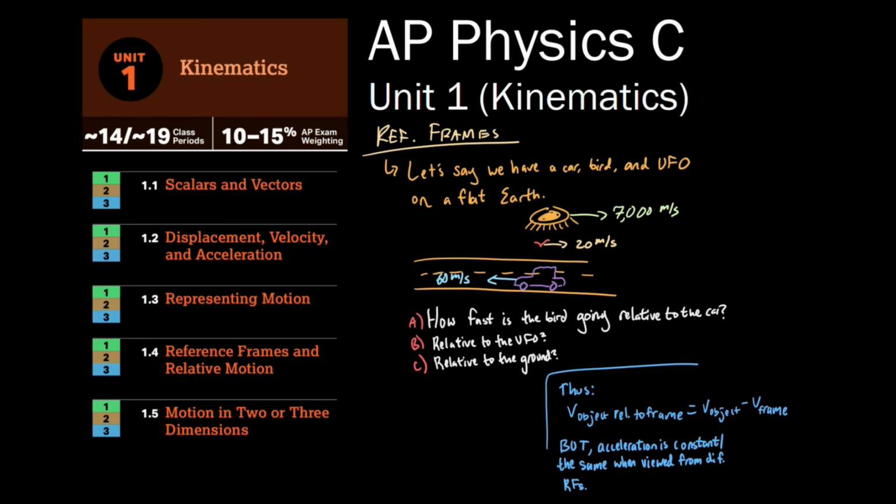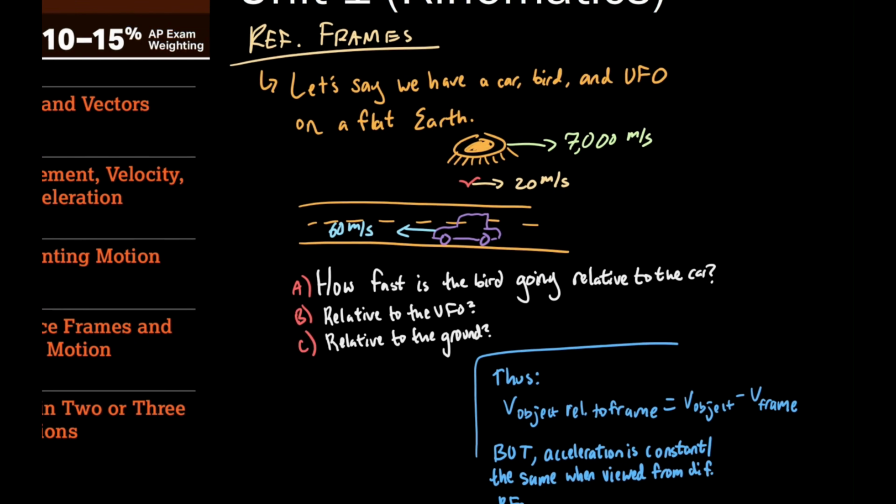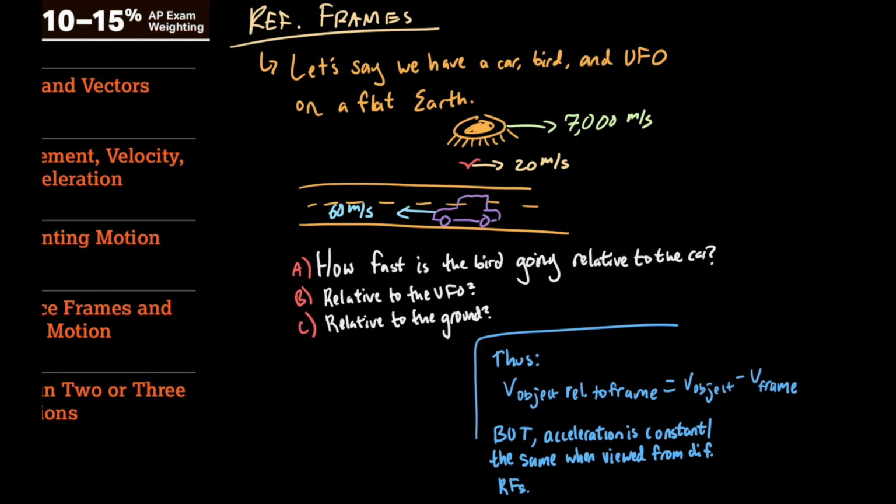Okay, back to content. So we're going to do this next topic, which is reference frames, with an example question. That's the best way to teach this really quickly. Okay, so we have a car, a bird, and a UFO on a flat Earth traveling at various speeds and in various vector directions. I want you to treat this direction as the positive direction, okay?